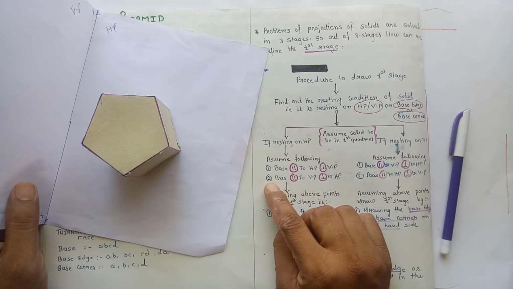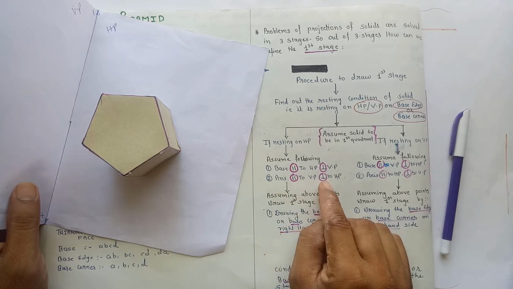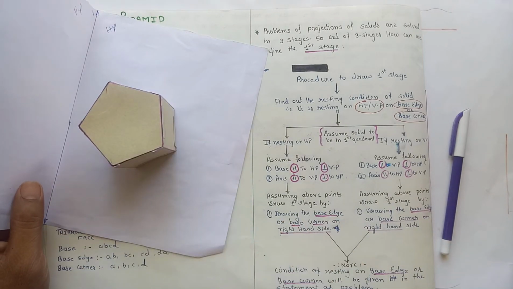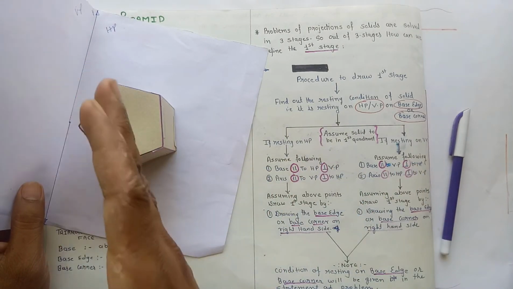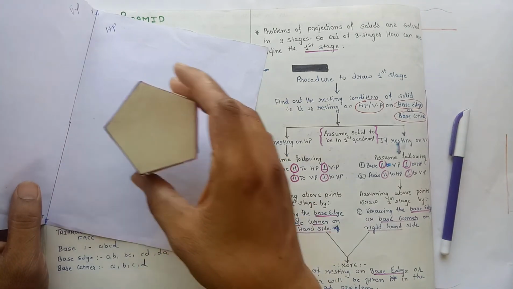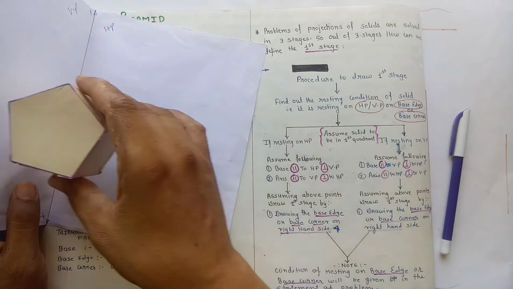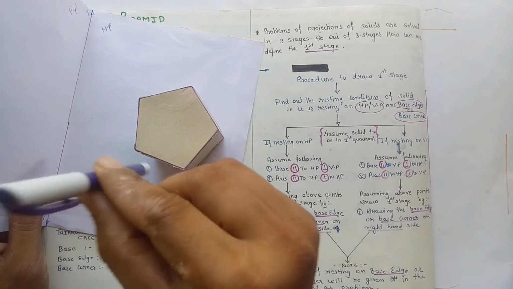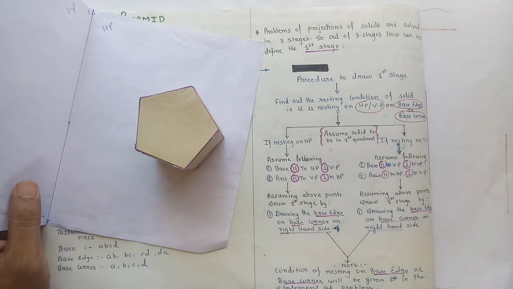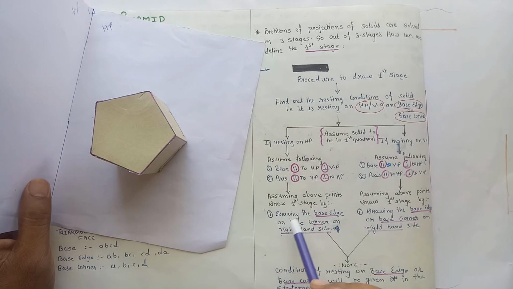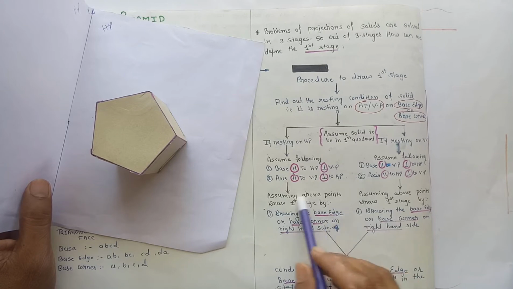Second, we have to assume the axis is parallel to VP and perpendicular to HP. So this is a vice versa condition. If we take the base parallel to HP, the axis will be perpendicular to the base. So right now, if the base is parallel to HP and perpendicular to VP, the axis will be parallel to VP and perpendicular to HP. So assuming these points, you have to draw the first stage by keeping this particular point in mind.